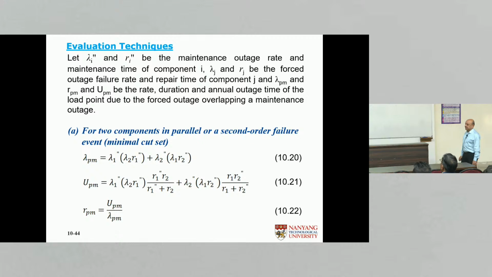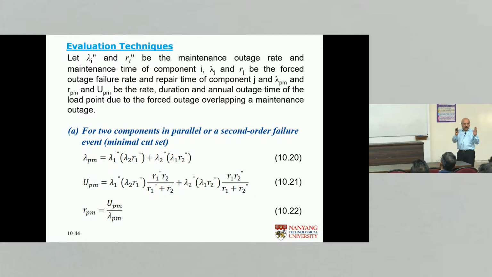So how do we evaluate? Let lambda I double prime and R I double prime be the maintenance outage rate and maintenance time of component I. Okay, of course it's mathematical. I can't run away from mathematics. I try to keep it very simple. So I'm going to perform maintenance on a component I. I will need to know what is the rate at which I maintain component I, and whenever I maintain component I, how long do I take to maintain component I, isn't it? So that's lambda I double prime and R I double prime, okay?